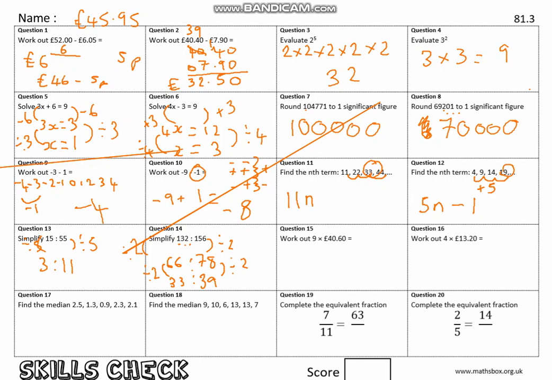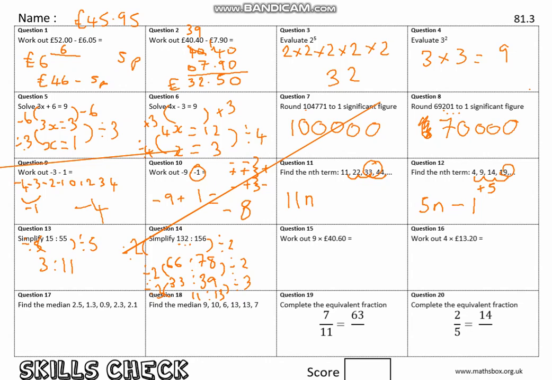And from these numbers, I can see that actually 3 goes nice and easily into both of these. So why don't we divide both of these now by 3? So I know that there are 11 3s in 33, and I know that there are 13 3s that go into 39. So that's my final answer there, 11 to 13.